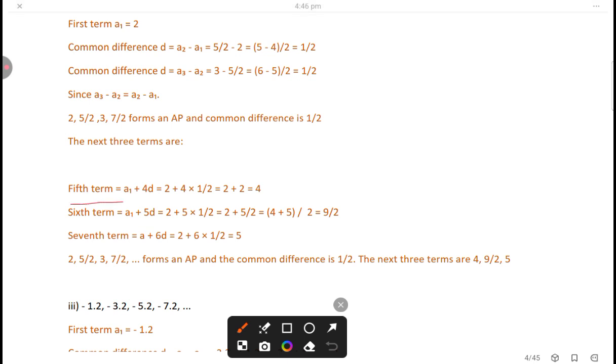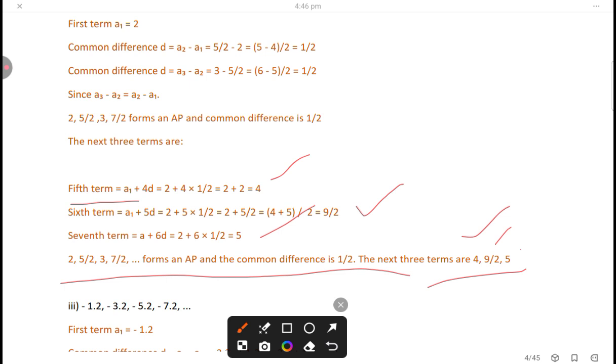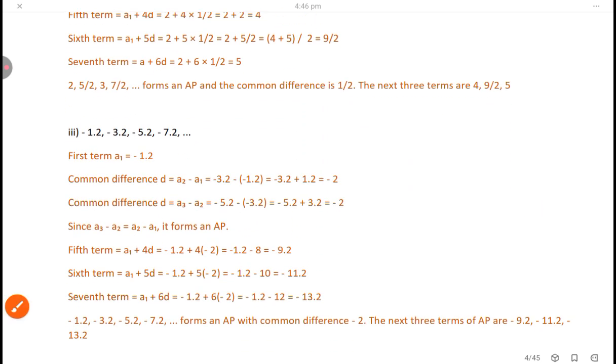The fifth term is a plus 4d. You know a, you know d, so you can find the fifth, sixth and seventh terms. So the next three numbers are 4, 9/2, and so on. You can do it similarly for the other questions also.